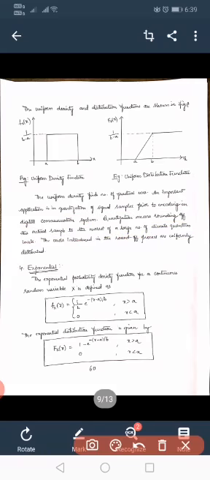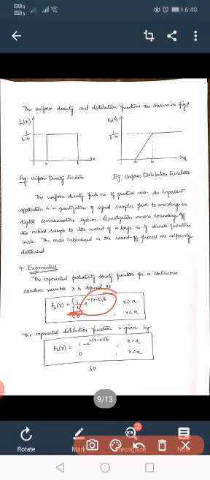Next one is exponential. For the exponential signal, we take a continuous random variable. The exponential density function is given by this formula: fx of x equal to 1 by b e power minus (x minus a) by b, for x greater than a and 0 for x less than a. So 1 by b is the amplitude value, and e power minus means this is an exponentially decaying signal, and this exponentially decaying signal starts at 1 by b.